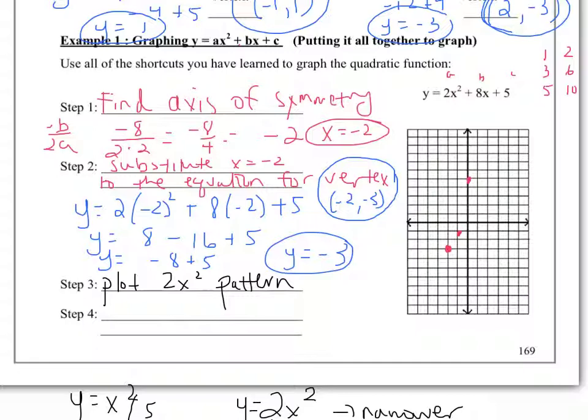Then I repeat the same on the left side. So over 1, up 2, over 1, up 6. Now I can connect my graph into my parabola.